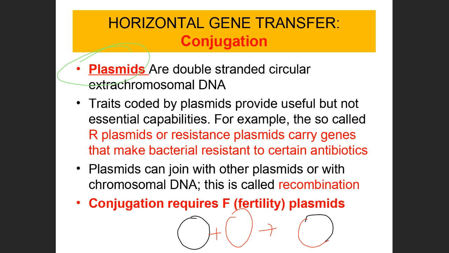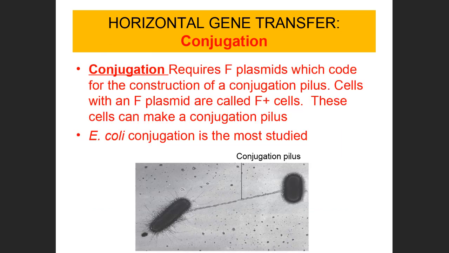A plasmid can go into the DNA and be part of the DNA, or it can pull out and be back to being individual plasmids. There are plasmids that carry resistance to antibiotics. The plasmids we're going to talk about are called fertility plasmids, which allow the bacteria to create a conjugation pilus with which they gain access to other bacteria and transfer pieces of DNA from one to the other.